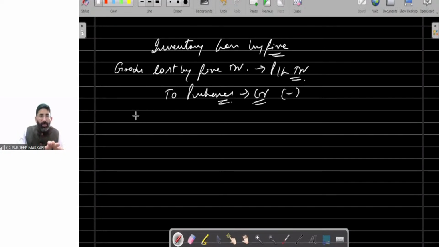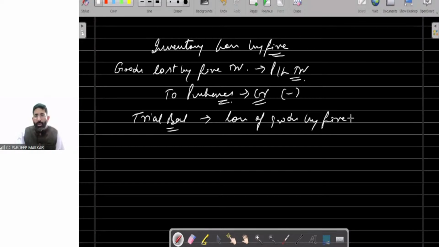Now, what will be the treatment when it is given in the trial balance? If it is given in the trial balance, that is loss of goods by fire, then it means the above journal entry is already done. So we have to go for a single treatment, that is profit and loss account debit side. That's it. Because in that case, the nature of this transaction is simply loss. When the nature of the transaction is very clear to us, we have to do the treatment accordingly.